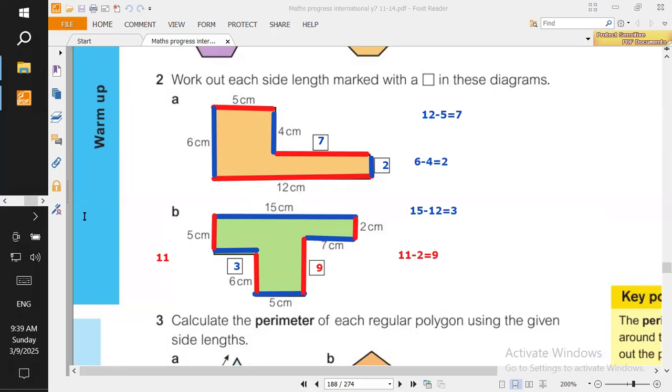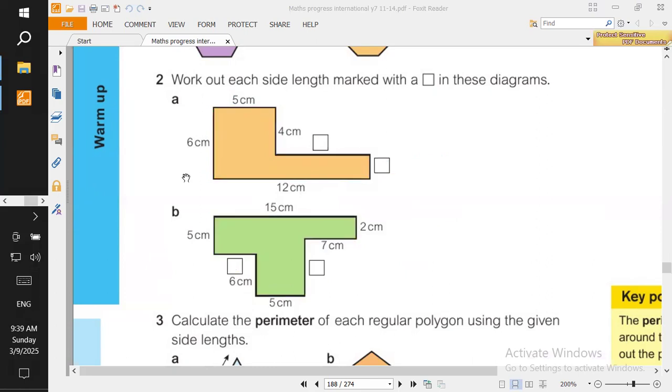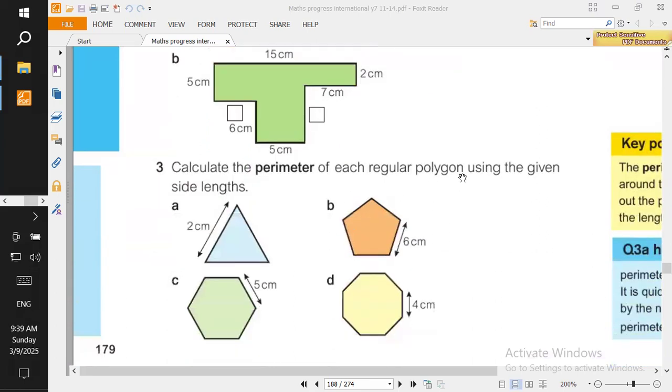Now let's move on to the next question here. Calculate the perimeter of each regular polygon using the given side length. So I want to find the perimeter. To find the perimeter, it means you have to find all the lines and then add them all together. That's the meaning of perimeter of shapes. So perimeter, find all the lines and then add them together. This is a regular polygon. It means all the sides are the same.